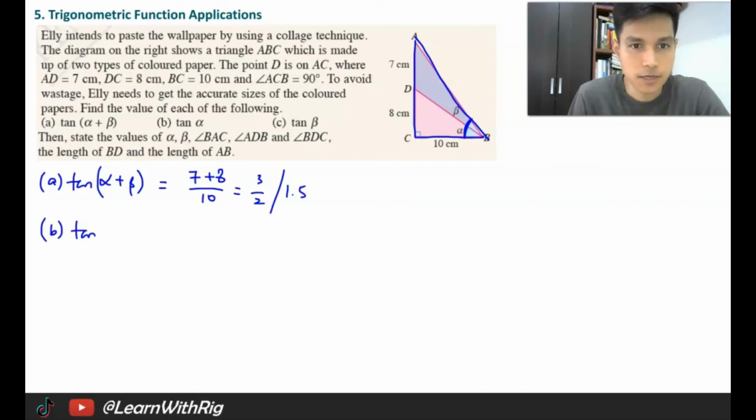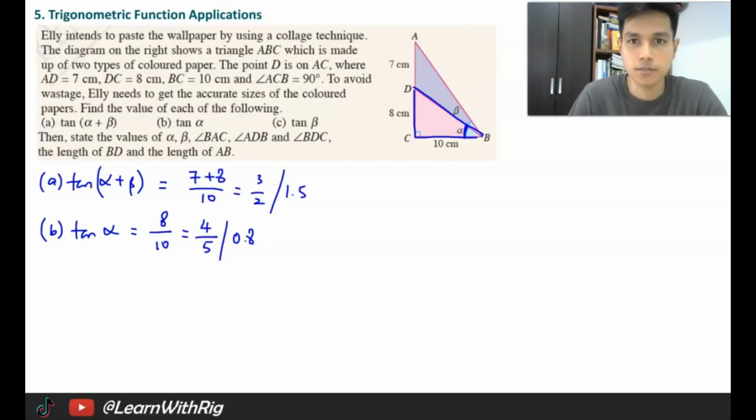Next, question B. They ask for tangent alpha. So tangent alpha is where? Tangent alpha is a different triangle now. You're only looking at this triangle. Same thing, opposite over adjacent. So it's 4 over 5, or you can write as 0.8. Okay, question C. Question C is where the real headache is. See, the question is asking for tangent beta. Beta is here, correct? You cannot form a triangle. So how are you going to solve this?